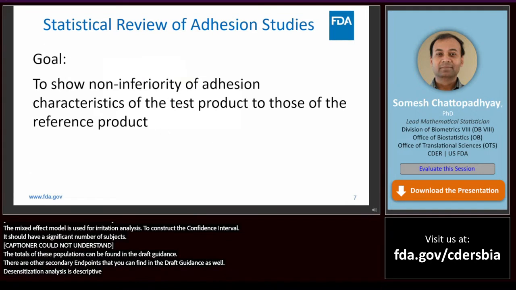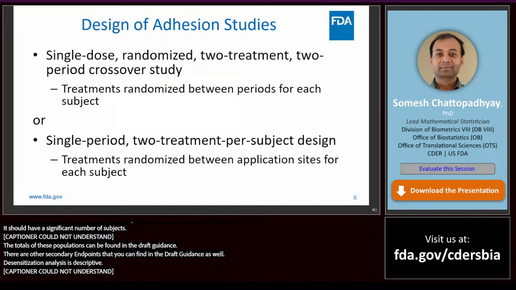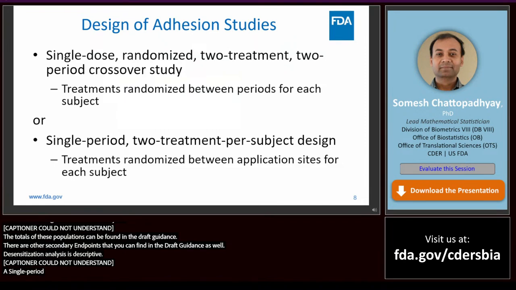For the adhesion studies, the goal is to show non-inferiority of adhesion characteristics of the test product with those of the reference product. For an adhesion study, FDA recommends a single-dose randomized 2-treatment, 2-period crossover design. Each subject is randomly given one of the test and reference patches in period 1 and the other patch in period 2. Alternatively, a single period 2-treatment per subject design may be used with a proper justification.